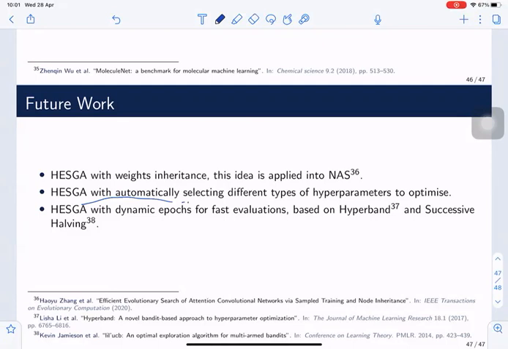And the final one: in our HISCA right now, for the fast evaluation, we have a fixed setting. Based on Hyperband and successive halving, we will probably change it to dynamically set the epochs used in the fast evaluations.